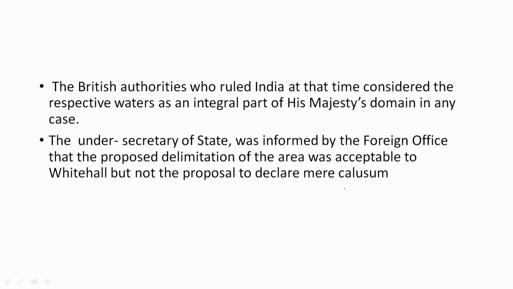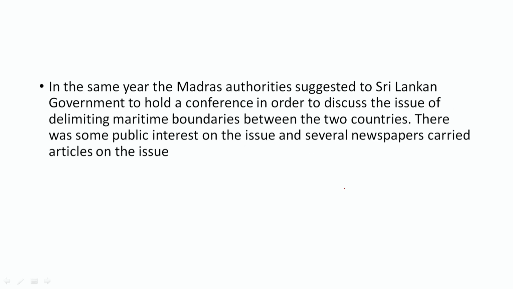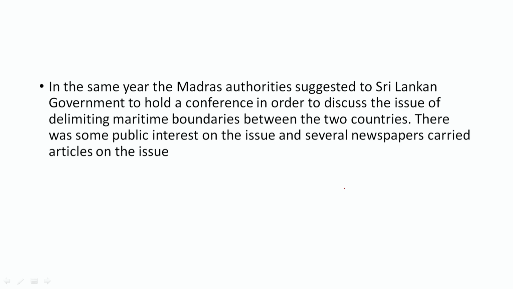The Undersecretary of State was informed by the Foreign Office that the proposed delimitation of the area was acceptable to Whitehall, but not the proposed declaration of mare liberum. So they were ready to change from 3 nautical miles to 12 nautical miles, but they were not ready to declare free passage between India and Sri Lanka. In the same year, the Madras authorities suggested to the Sri Lankan government to hold a conference in order to discuss the issue of delimiting maritime boundaries between the two countries. There was some public interest on the issue and several newspapers carried articles on it. So how could the matter be resolved? That means both parties need to sit together and decide how they will resolve the disputes.